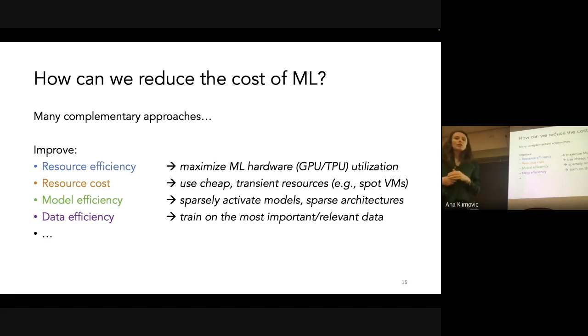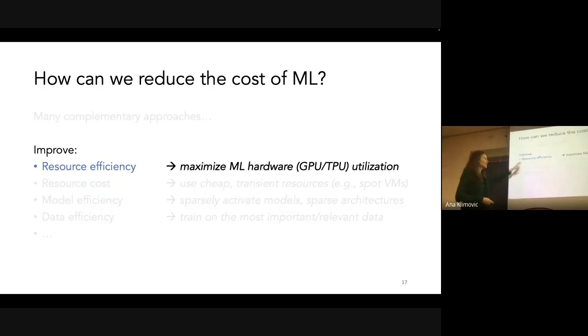And then another way you can be efficient is which data you train on. The amount of cost and time you spend training is proportional to the examples you actually visit and see. So training on the most important or relevant data is another way that you can help reduce the cost of ML. It really requires taking a multi-dimensional approach to truly address this big question of how to reduce the cost of ML.